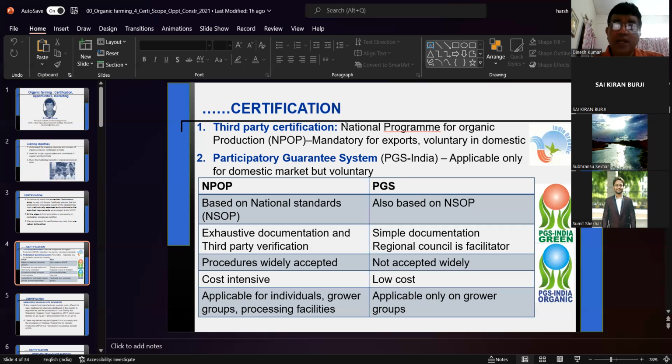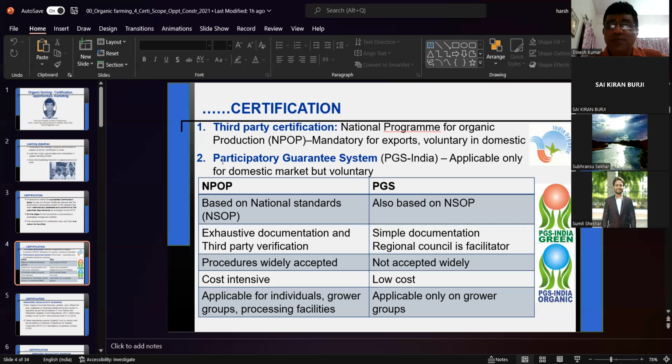Now, why is it called third-party certification? Because there are three parties. The first party is the farmer. Remember, the first party is the farmer. The second party is the consumer. And the third party is the certification agency. Because there is the farmer, or producer, and the consumer, and you are in between the producer and the consumer. Therefore, you are a third party. And numerically also, they are the third party.